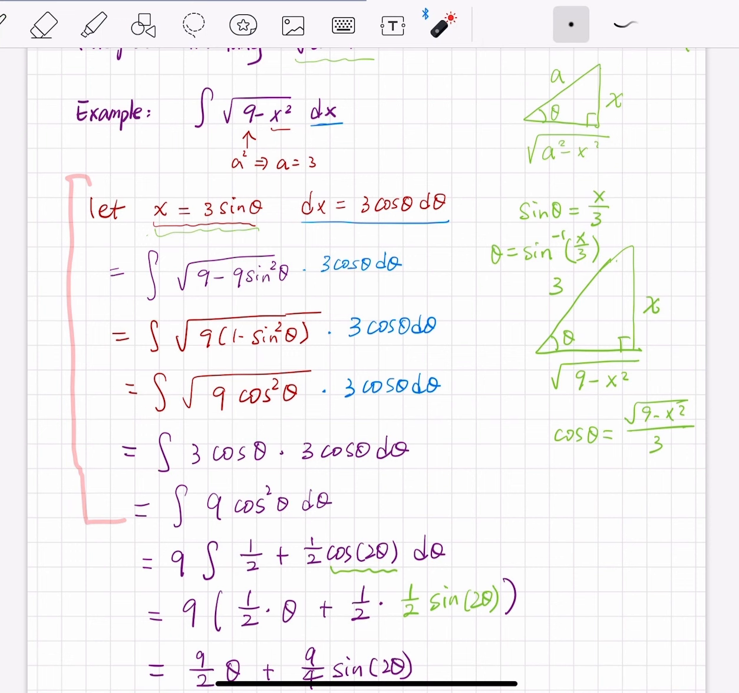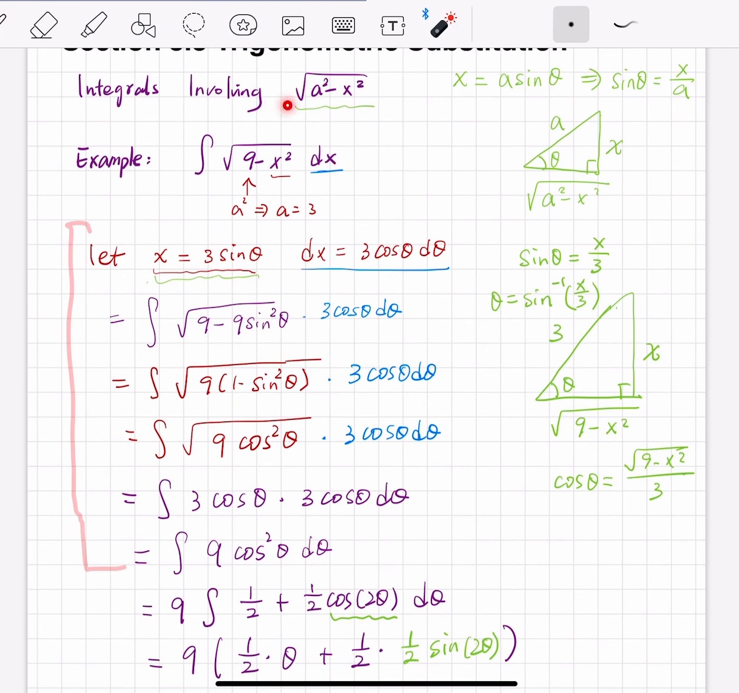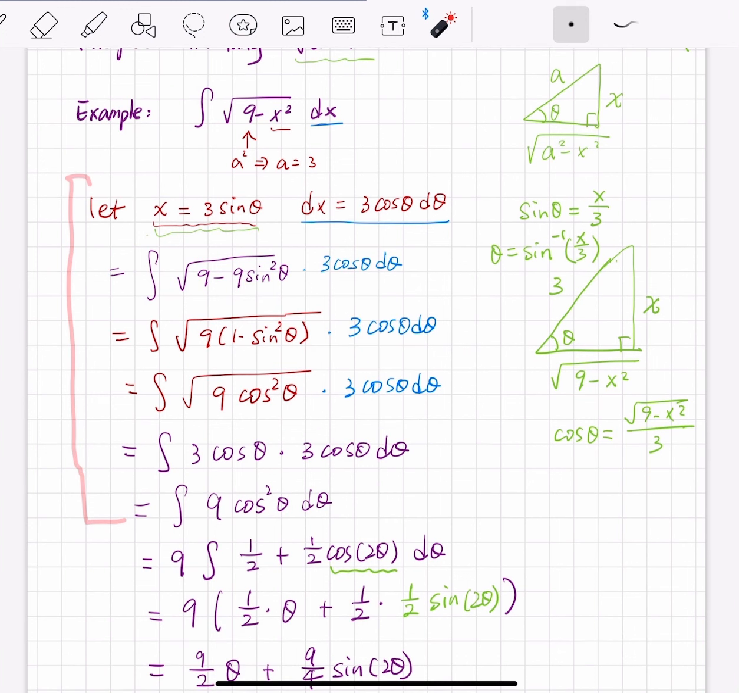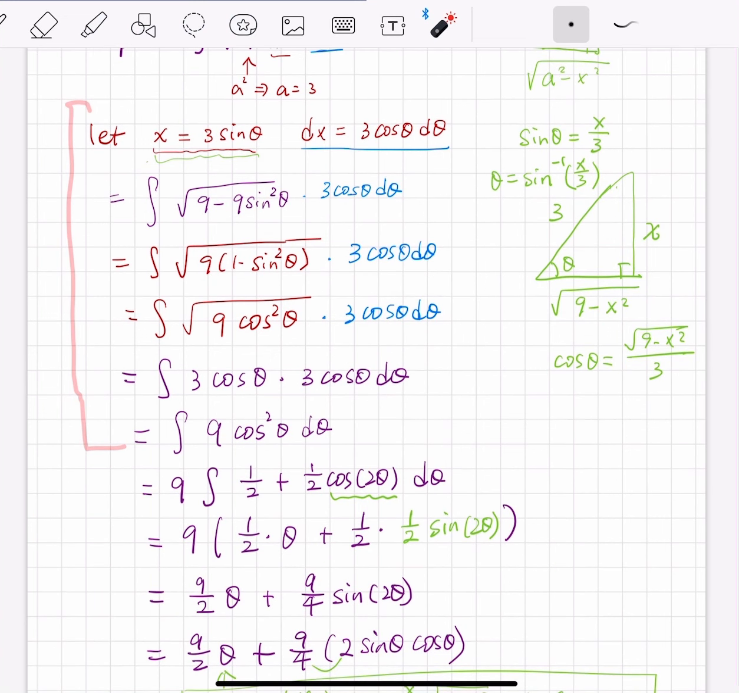So a really quick recap. We're talking about the situation that is square root of a squared minus x squared, and then we let x equal a sine of theta. At the beginning, we substitute the x and the dx in terms of sine and cosine of theta, and the d theta. And then we use identities to simplify them. So we end up with a trig integral.